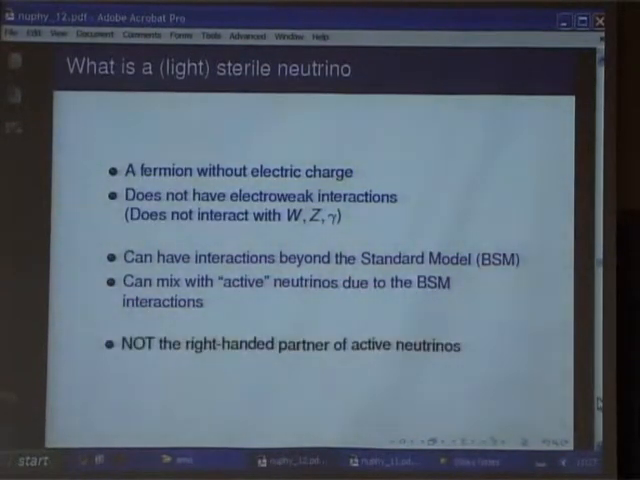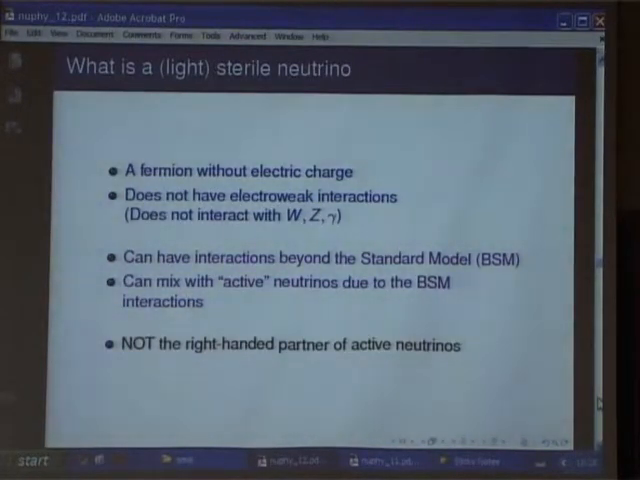Most importantly, as a misconception, this is not the right-handed partner of the active neutrino. You might think that we have nu L, left-handed. Can this be a nu R? The answer is no. This is not the right-handed partner. That's a completely different one. The right-handed partner of the active neutrino is also called a sterile neutrino. It's called nu R. It doesn't interact with W or Z, so in that sense it is correct. However, if you want delta M square of 1 electron volt square, this is not it. Usually right-handed neutrinos have a mass of the order of 10 power 12 GeV or so. So this is not it.